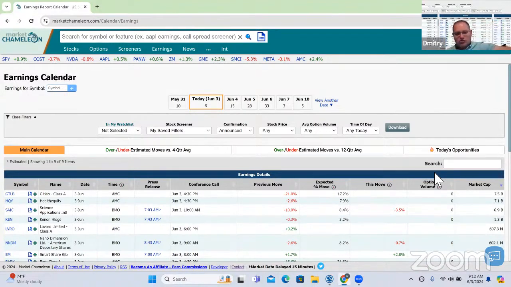So when a company issues a press release and says this is the date and time we're going to release the earnings, then we'll know. So that's what we do. So where do these dates come from? Let's go through it just so you guys understand it.